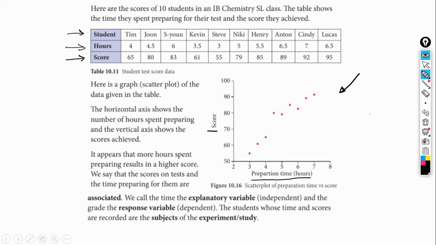So by looking at the graph, it appears that more hours spent preparing results in a higher score. So we say that the scores on tests and the time preparing for them are associated. Now, this is important. Time is what's called the explanatory variable or independent variable. And the grade is the response variable or dependent variable. The students whose time and scores are recorded are the subjects of the experiment or study.